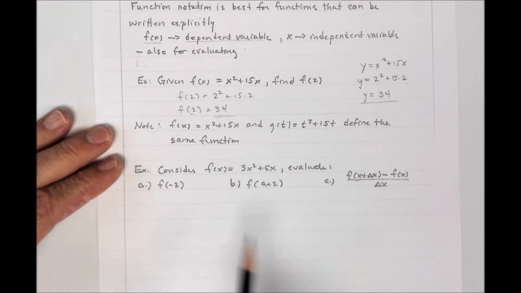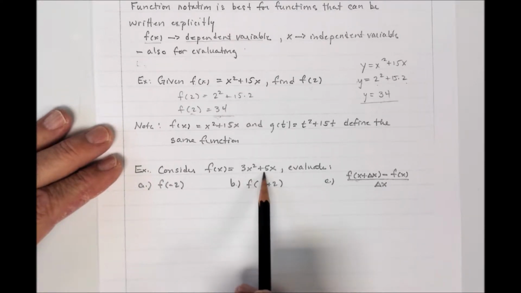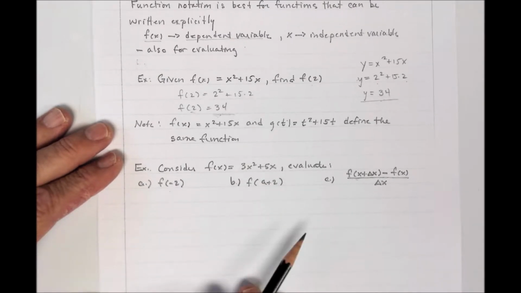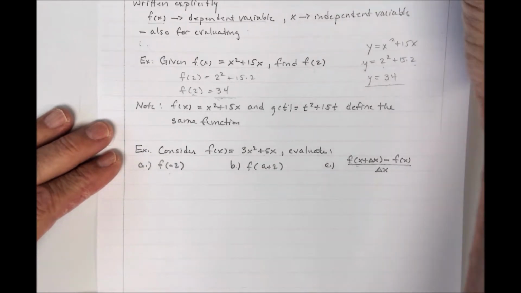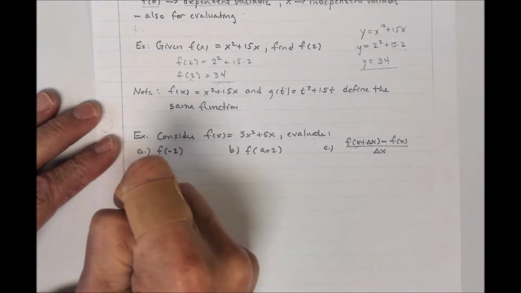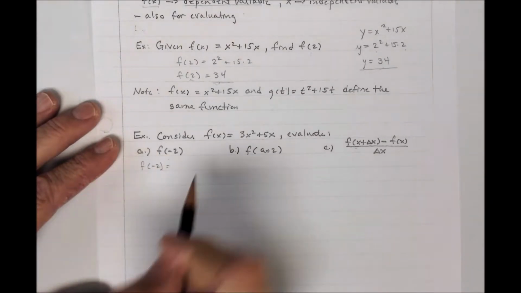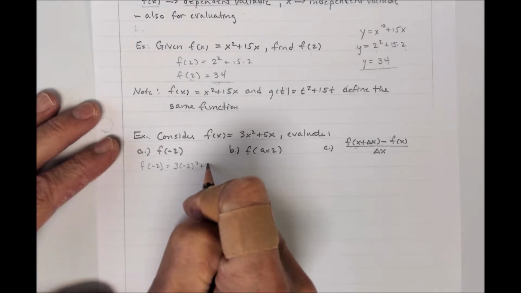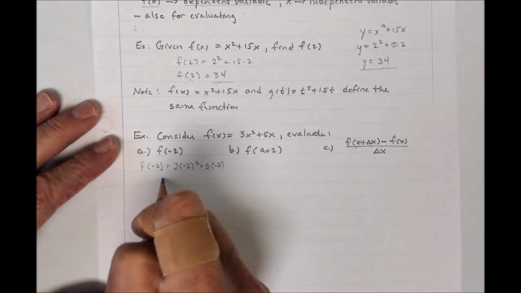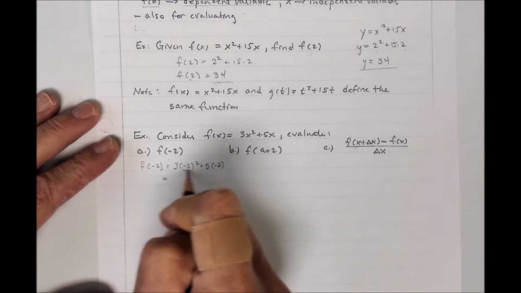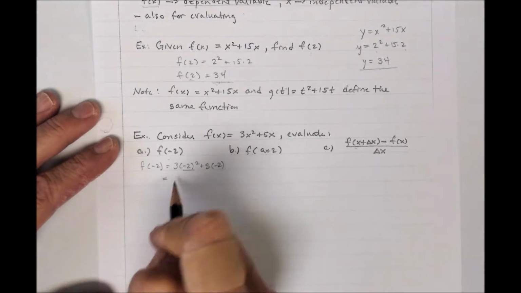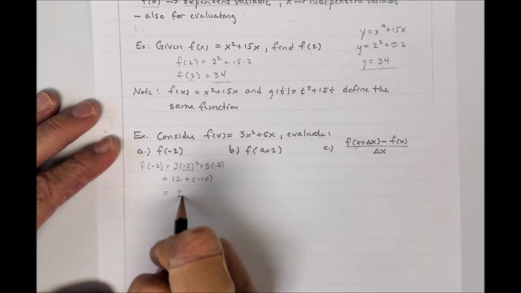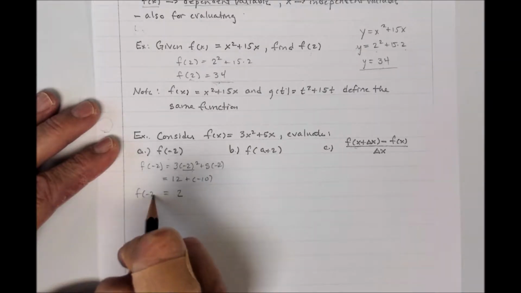Let's consider this function, 3x squared plus 5x, and let's evaluate first f of negative 2. So I'm going to raise this up just a little bit here. f of negative 2 is going to be 3 times negative 2 squared plus 5 times negative 2. Use your order of operations. You do your exponent first. This is 4, so I have 12 plus negative 10, which is positive 2. So f of negative 2 is positive 2.